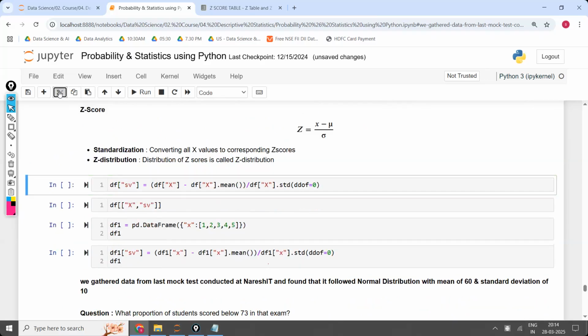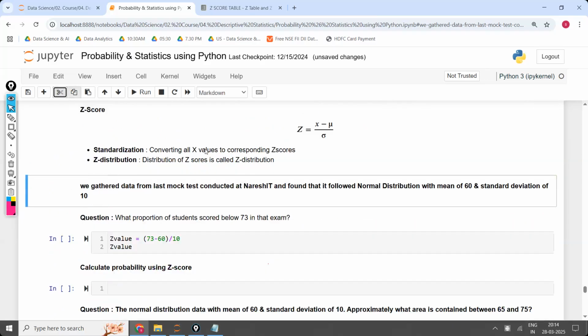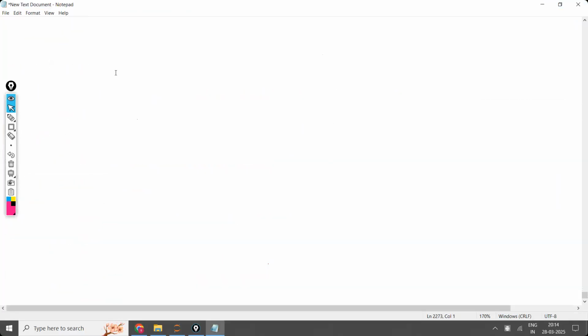So what does Z-score mean? Z-score is nothing but converting the value to x minus mu divided by sigma, which is called the Z-score. Are you converting a single value or multiple values? If you are converting a single value, for example 60, there are no other values. Only 60, that is x minus mu divided by sigma.